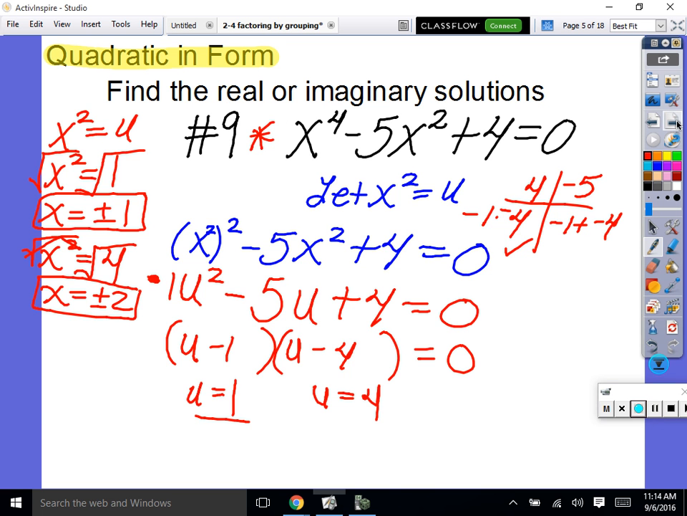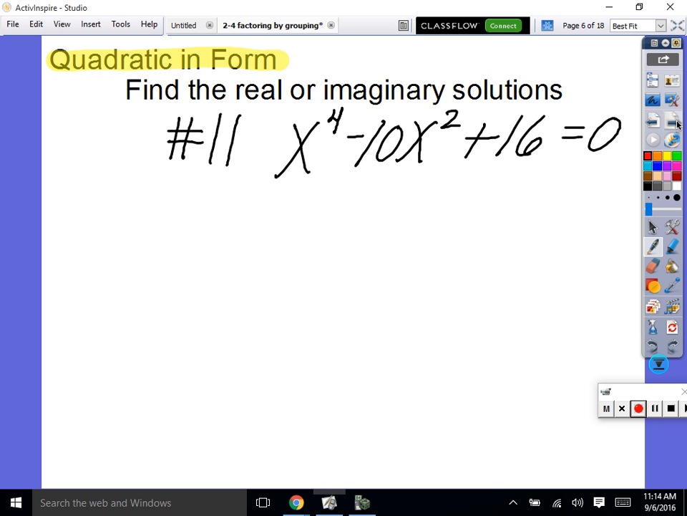Let's do another one. Number 11. Okay, all my examples are coming off your worksheet. Here we go. So once again, you would say, is there a greatest common factor? That is always the first thing we do, because we don't want to use this method if that's the case. Nope. So then we say this is quadratic in form.